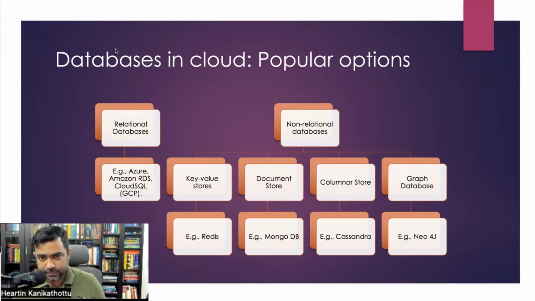Relational databases work based on tables and their joining and other things, so it is mostly row-based tables. And when it comes to non-relational, as I mentioned, there are different types. You have key value stores, meaning you have a key and you have a value. It is very straightforward. And one very common use case for key value stores is building caches.